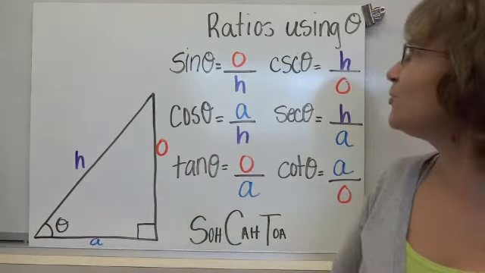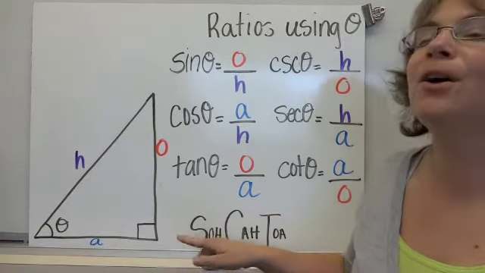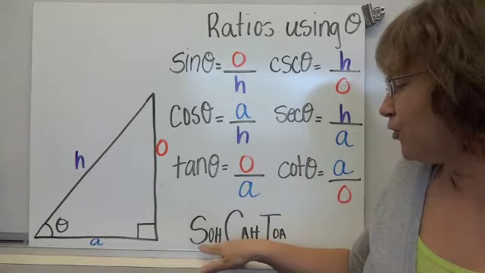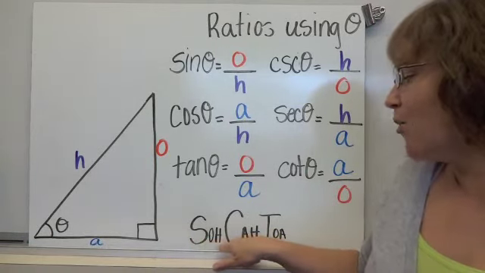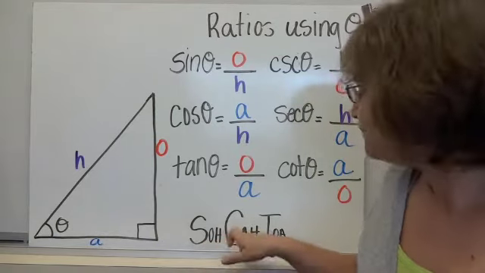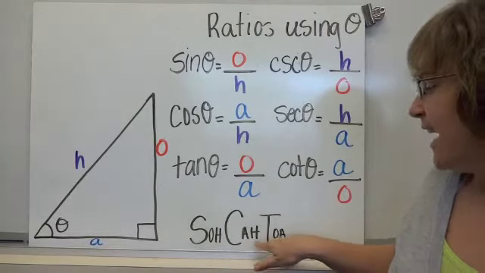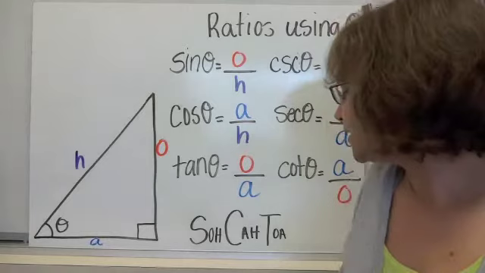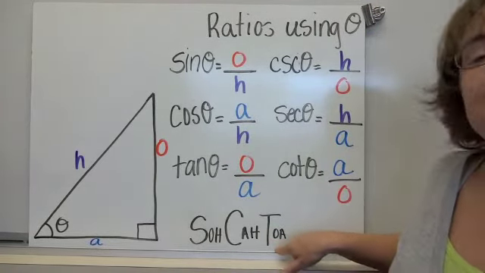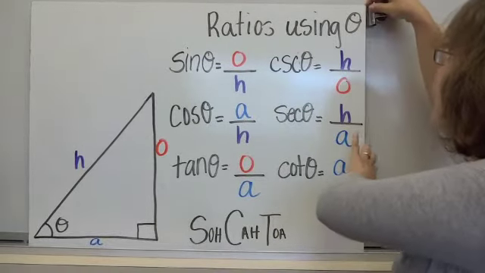Now the way I like to remember these is a little thing called SOHCAHTOA. It just helps you remember what the ratios are. S stands for sine, so SOH: the O is opposite and the H is hypotenuse, opposite over hypotenuse. The C stands for cosine, the A stands for adjacent, and the H stands for hypotenuse. Then TOA: tangent is the opposite over the adjacent. So SOHCAHTOA.